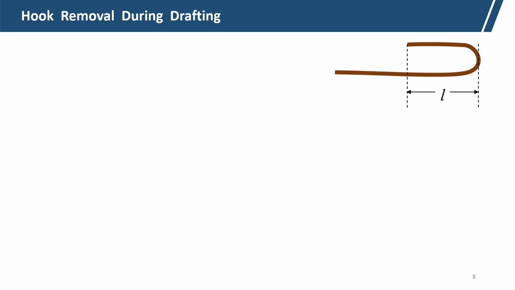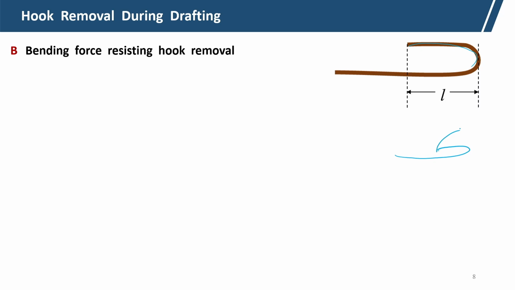Now, let us consider one hook where B is the bending force. So, this is the bending force which resists the hook removal. So, hook is there. Now, if we try to remove it, we have to remove it against this bending force. So, that is the bending force which resists the hook removal. The hook has already been formed.